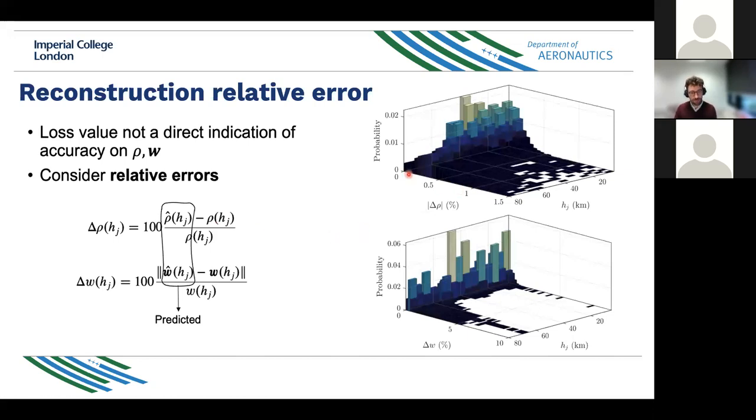These are histograms of the relative density error and of the relative wind error over the test data set. These are as a function of altitude, and here you have the density error. You can see here that for higher altitudes, the wind error is larger, something that we'll see in the next slides.